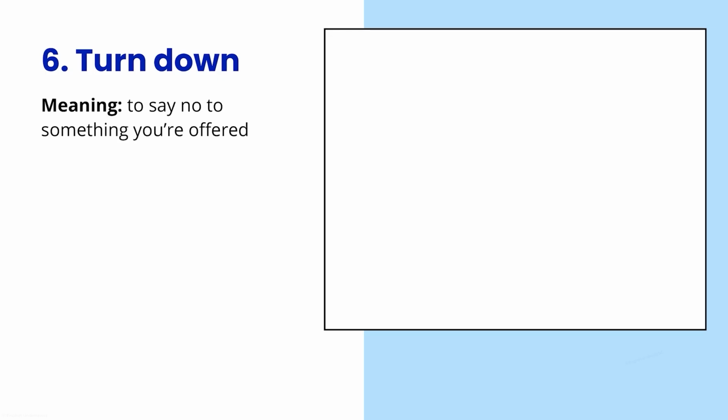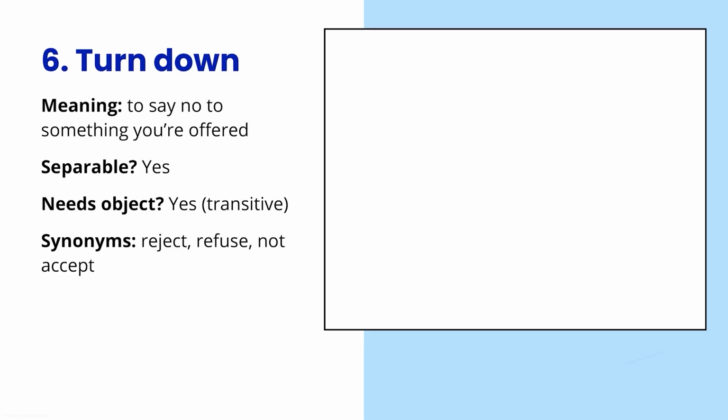So turn down means to say no to something that you're offered. Now, please note there is another meaning of turn down, and it can mean to reduce the volume of something, but we're not talking about that meaning here. Is it separable? Yes, it is. Does it need an object? Yes, it does. Here are some synonyms: reject, refuse, or not accept.